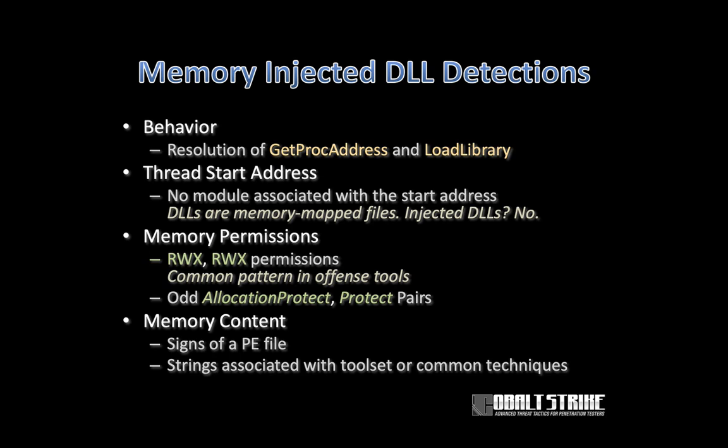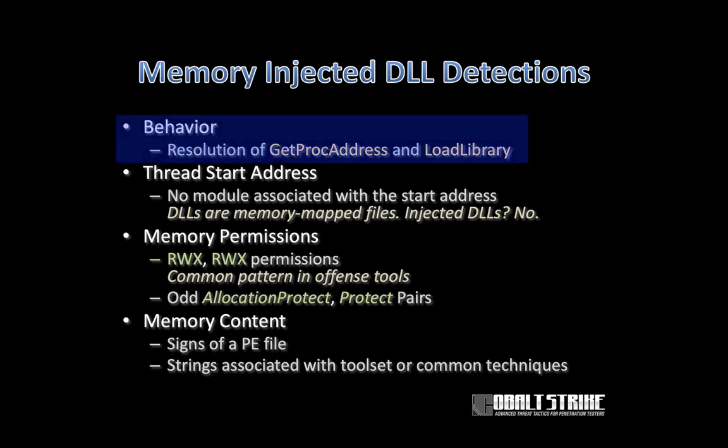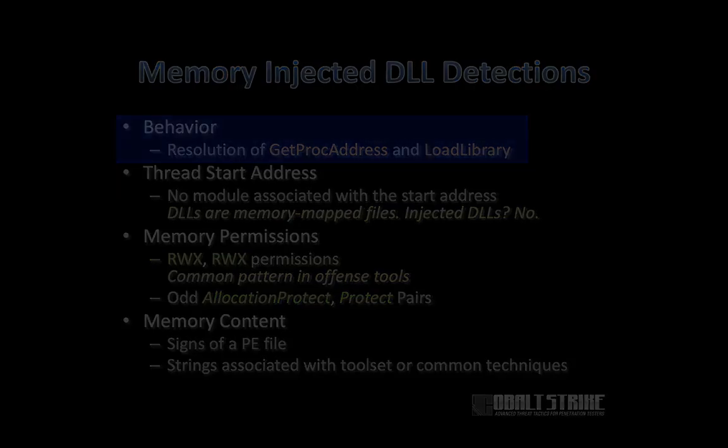Another concern when doing post-exploitation with Beacon are memory-injected DLL detections. We spoke to thread start address, memory permissions, and memory content as detection opportunities in part 4 of this course when we talked about weaponization. One item I didn't talk about then is behavior. When you have a memory-injected DLL or stager, it has to find the GetProcAddress and LoadLibrary function pointers. This is a detection opportunity.